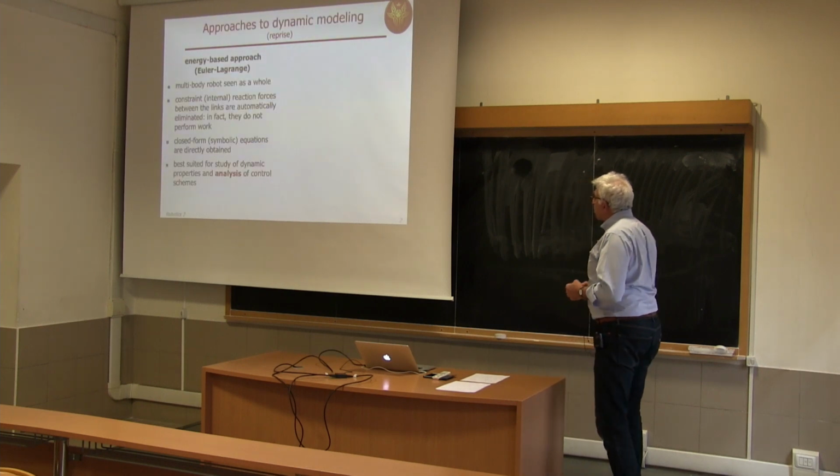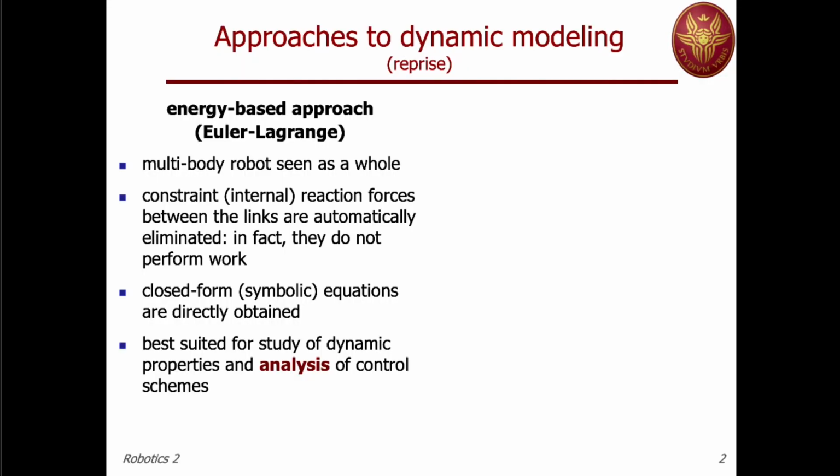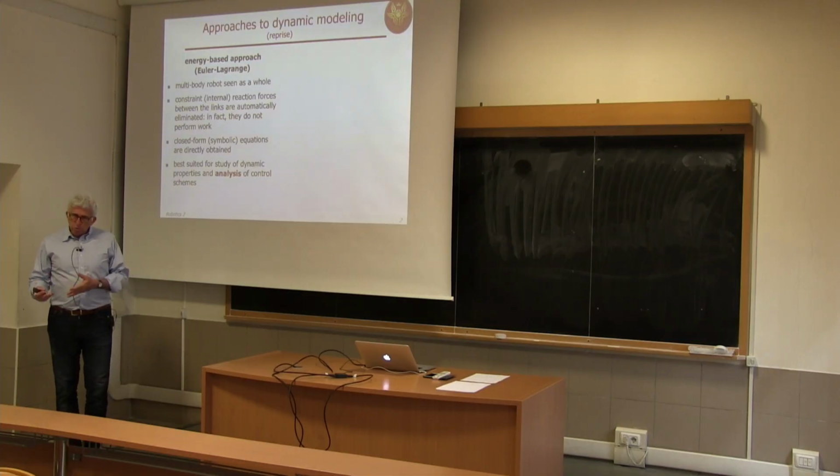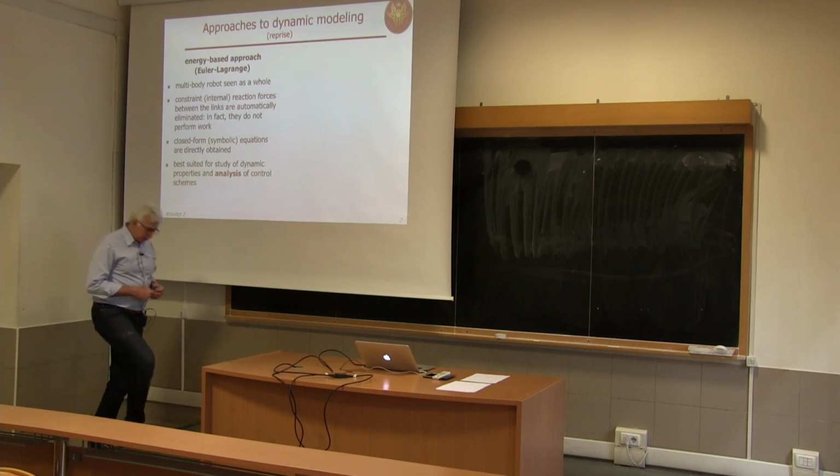So in this comparison, let us review what are the advantages of the Euler-Lagrange approach and what is its main use. Namely, we have considered the energy of the system, of the robot considered as a whole entire multi-body system. So summing up potential energy and kinetic energy of each body and then building the Lagrangian and applying the equation. Now, in doing this, we end up with a model which relates motion to applied external forces.